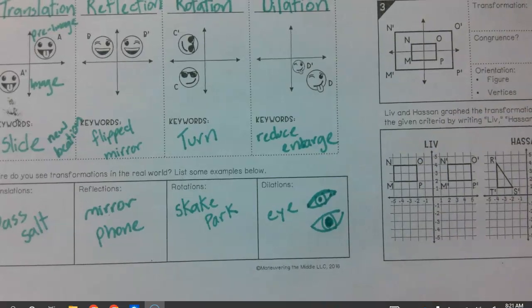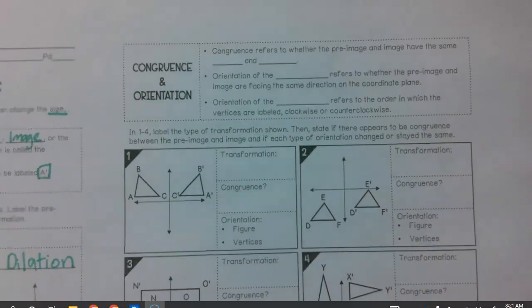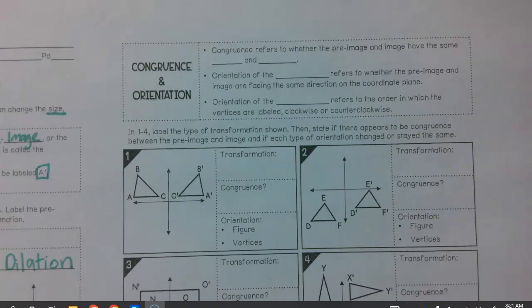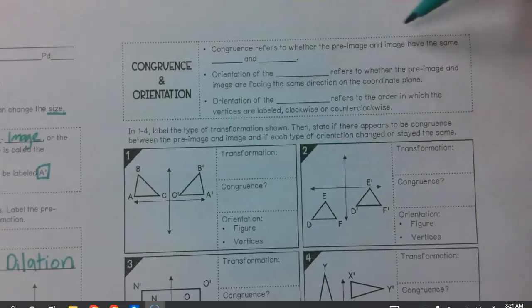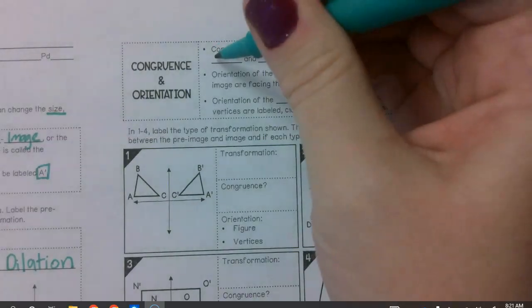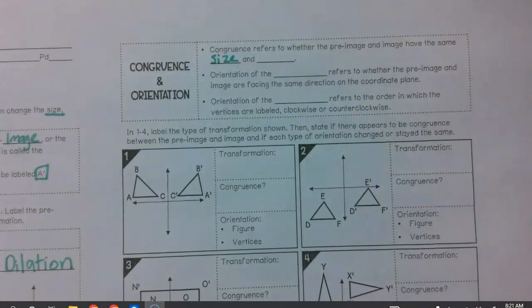Okay, so now we know what a translation, reflection, rotation, and dilation is. Now we're going to talk about something very, very important. Let's go to this part of the page. We're going to talk about congruence and orientation of the shape. These are some more vocabulary words. So let's fill in our definitions and then we'll get through some examples. Congruence refers to whether the pre-image and image have the same size, nothing's been changed as far as how big it is, and the same shape.